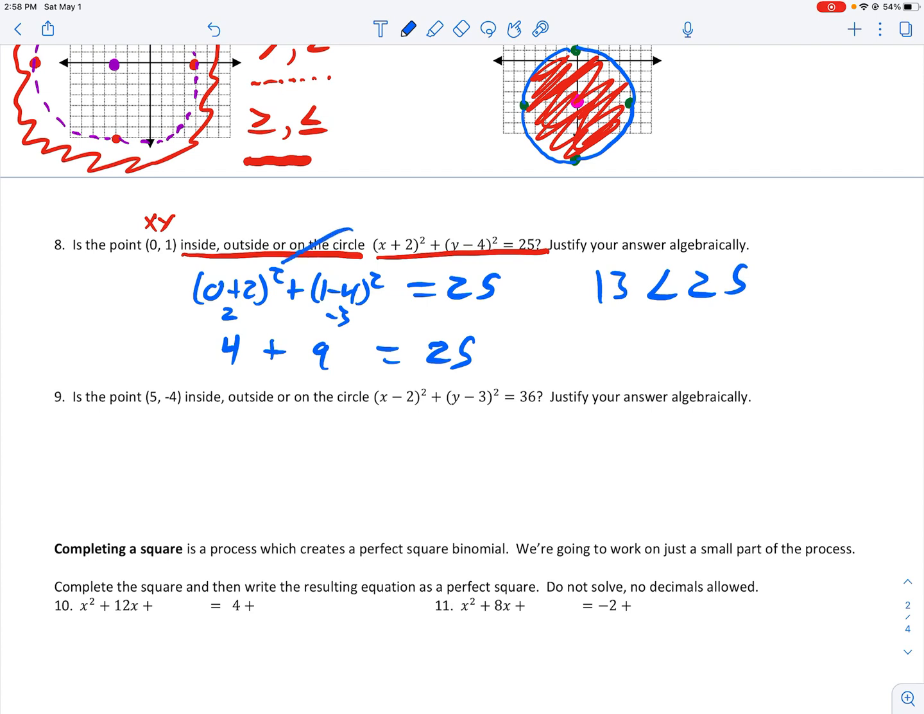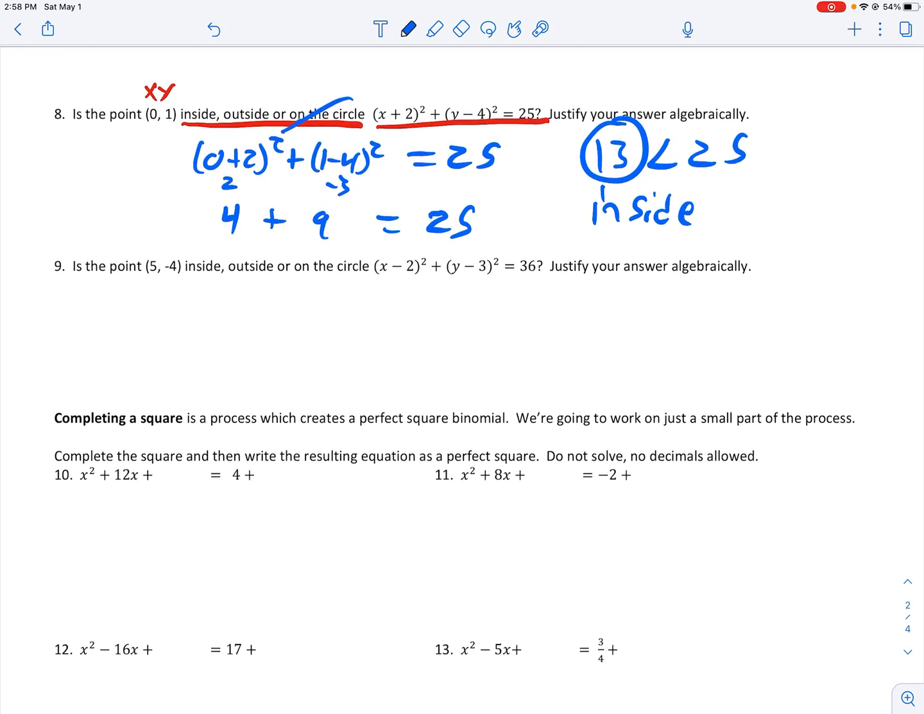So it's not on the circle because they're not equal. So it's not to the outside of the circle. It's not greater than, it's less than it. So that means we would be on the inside since it's less than. If it was greater than 25, then it would be outside. If it was equal to 25, then it would be on the circle.